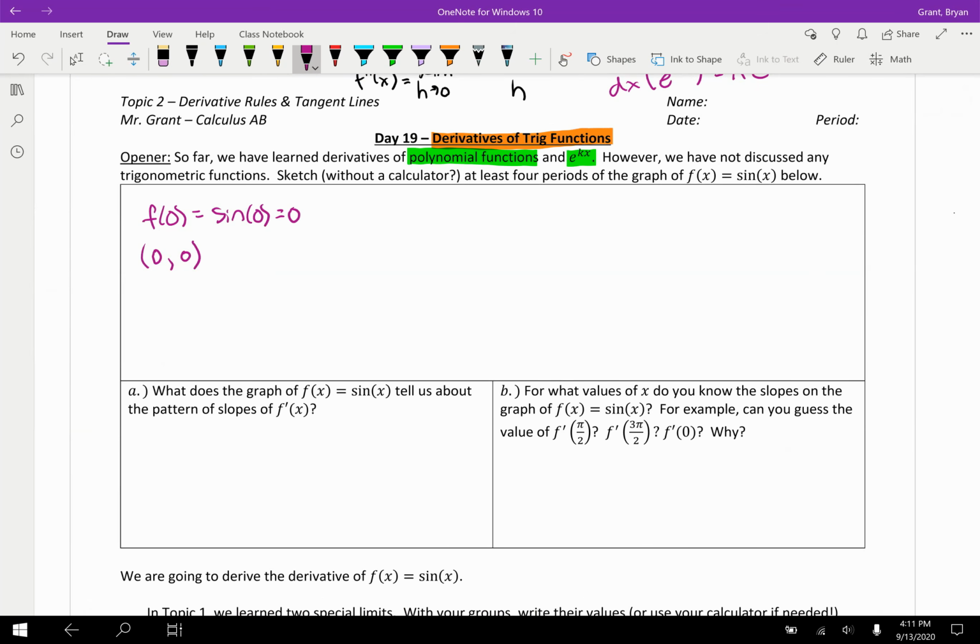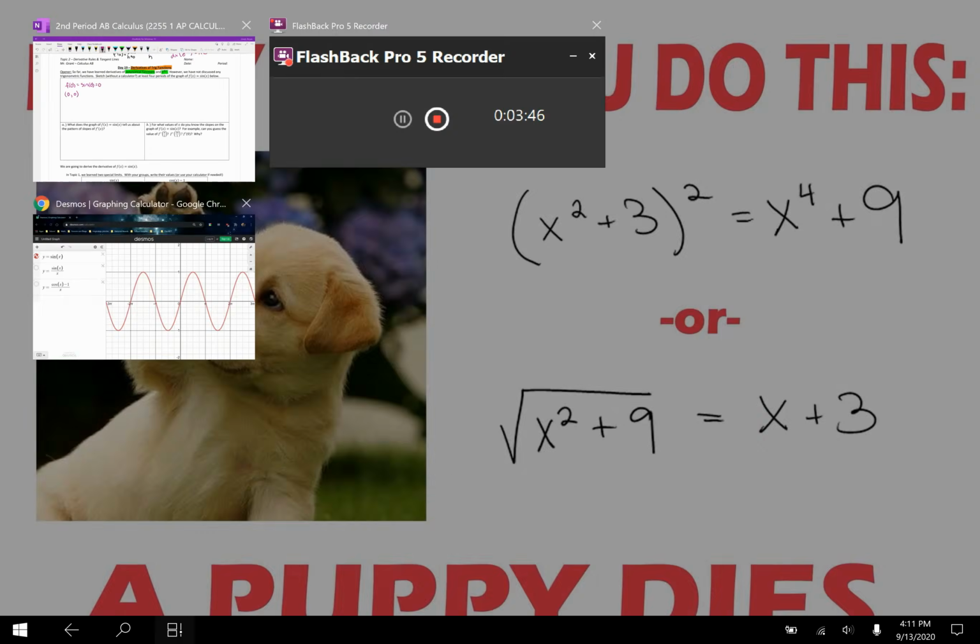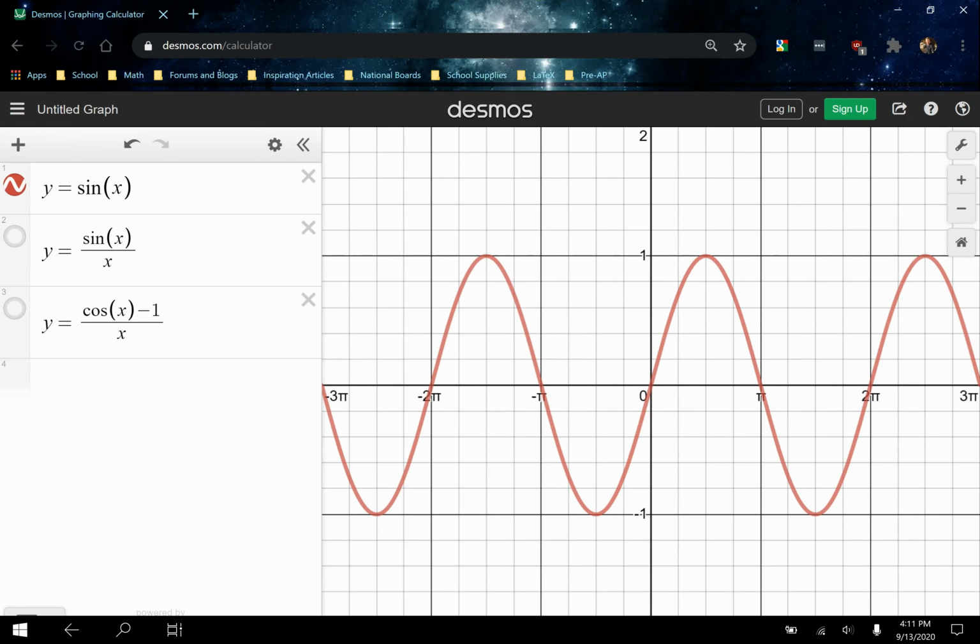Here's our graph on Desmos. I went ahead and scaled my x-axis by pi's, and in particular pi over 4. Here's 1 pi over 4, 2 pi over 4, which is pi over 2, 3 pi over 4, pi, so on and so forth. We are starting at, of course, 0, 0, and you'll notice that sine completes one full wave in a length of 2 pi. It's a period of 2 pi.